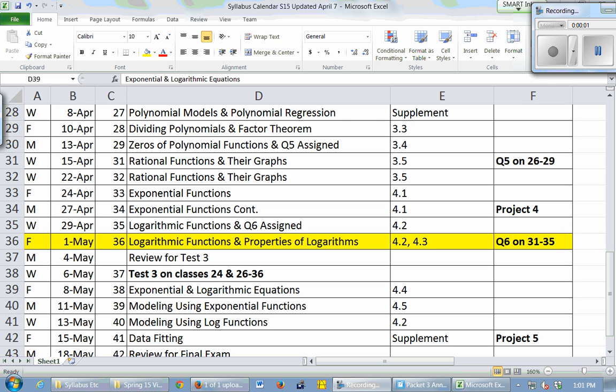Today's our last day of material before test 3. So today we're going to cover some new material. Monday we're going to review. And Wednesday of next week we're going to take test 3, which is the last test before the final. And our last sort of thing before the final, aside from Project 5, which I will give to you sometime next week. But Project 5 is due May 15th, and it's in Moodle.